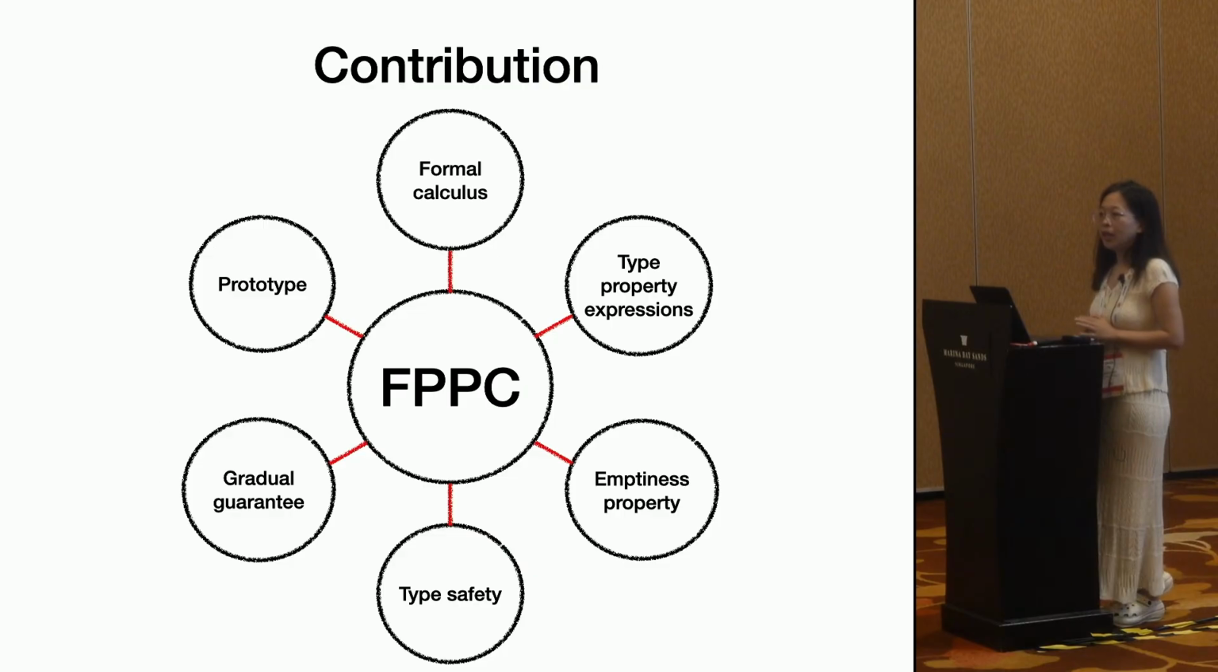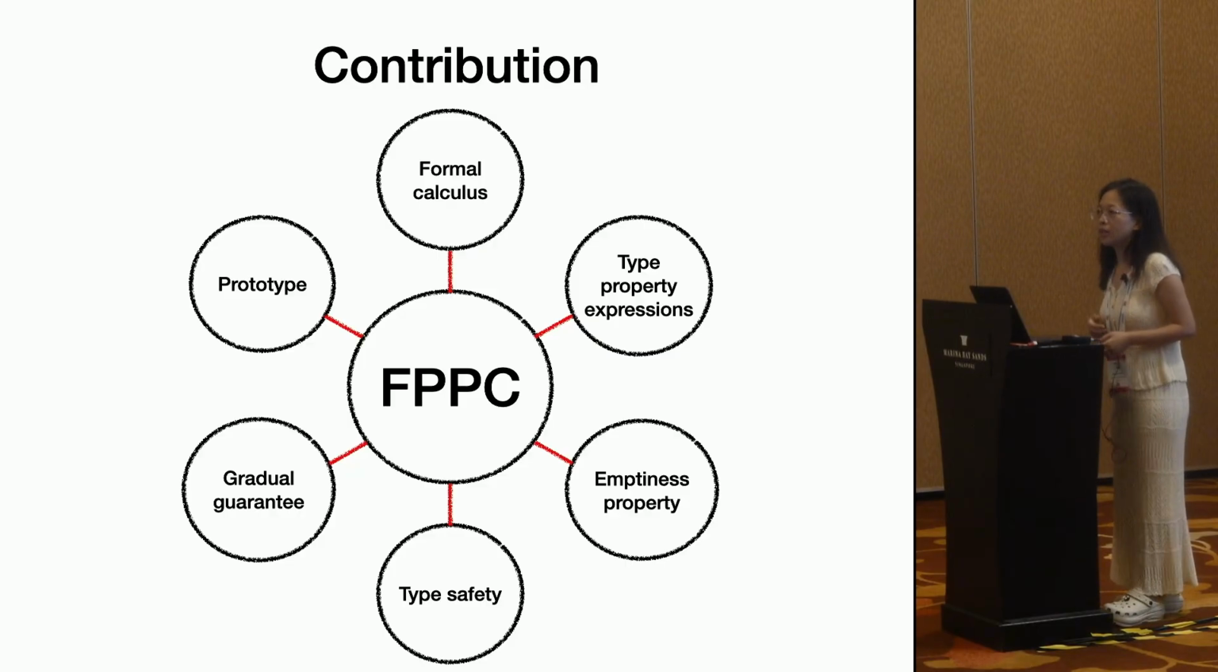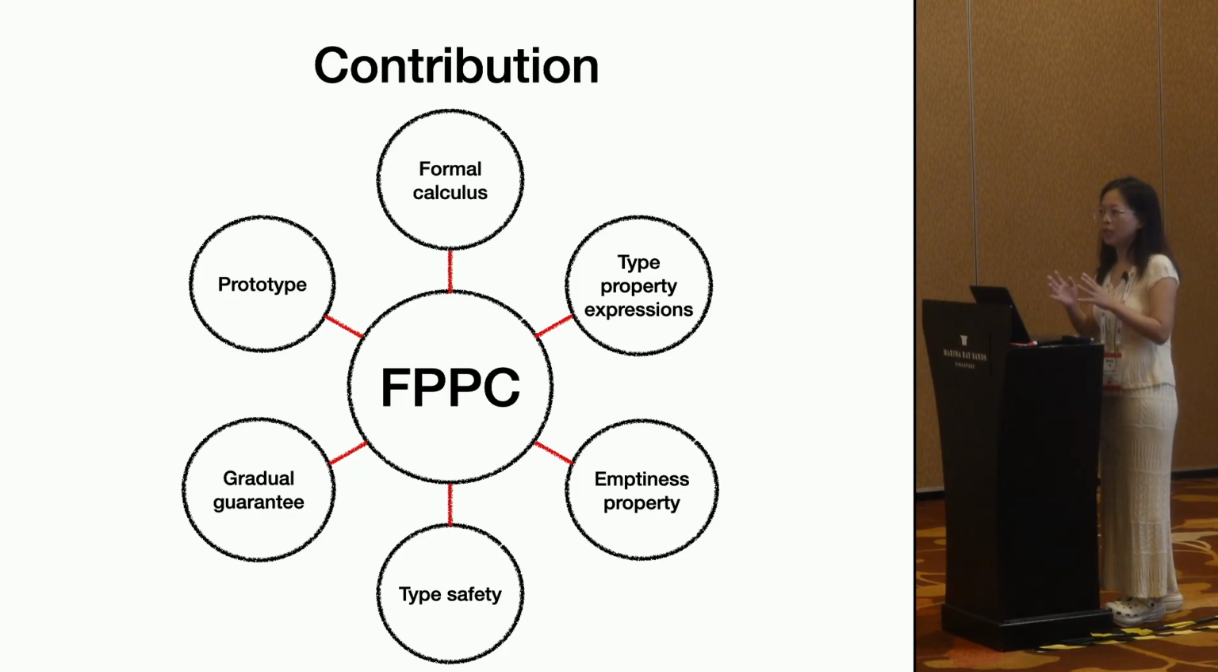So in summary, this work makes these contributions. We present the FPPC, a formal calculus for GQL, which extends the ISO standard with property-based filtering and gradual types. And we extend the path pattern language with type property expressions, allowing nodes and edges to be filtered based on both labels and property types. And we prove the empty property, type safety, and gradual guarantee. And also, we provide a prototype implementation of FPPC.